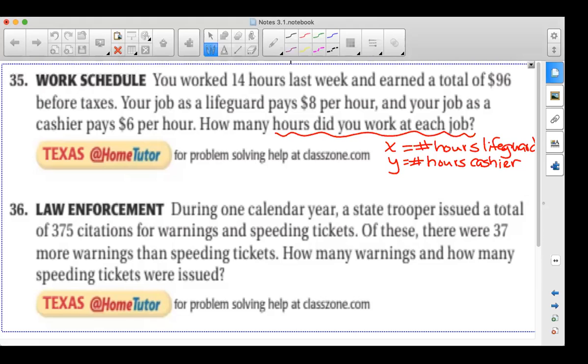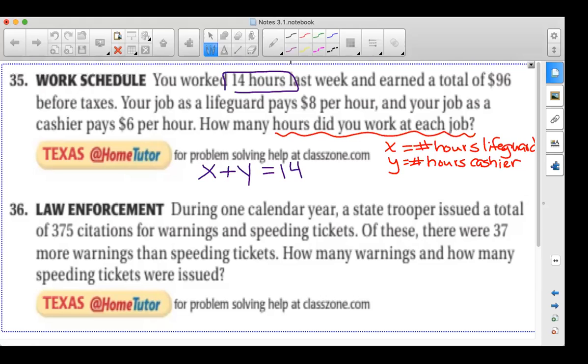Can anybody give me one? Alyssa: X plus Y equals 14. And what does that represent? No matter what, the number of hours has to equal 14. Yeah. So if X is the hours as a lifeguard, Y is the hours as a cashier, together my two jobs, together means add, must be 14 hours. So the two jobs must equal 14 hours.